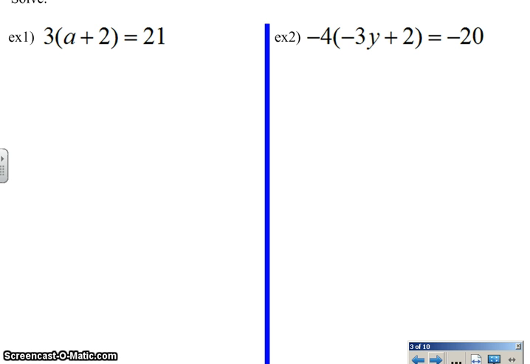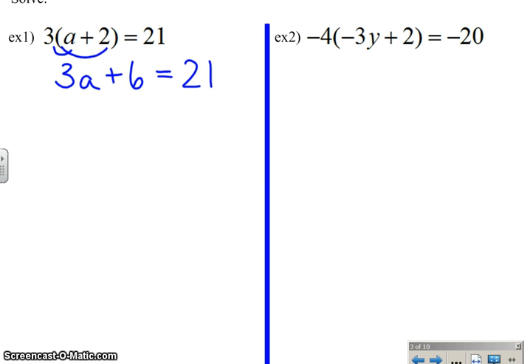Example 1, here we have hopefully what you're recognizing as distributive property. And I'm going to go right into eliminating the parentheses by doing the distributive property. So I'm going to take my 3 times a, which gives us 3a. I'm then going to take my 3 times 2, which is a positive 6, and bring down the rest of the equation.